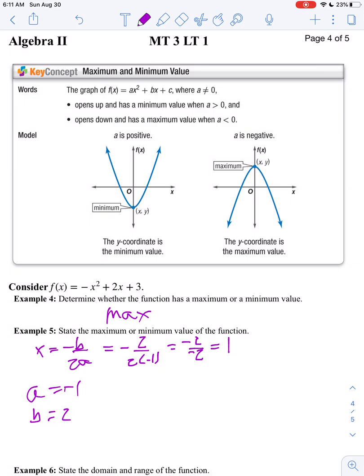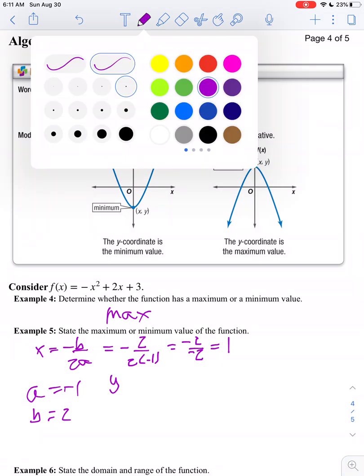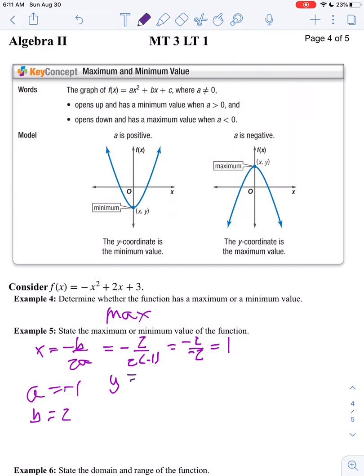Now to find the y-coordinate, because now that's the x-coordinate, we'll just substitute that in. Change pen colors here. So y equals negative x squared plus 2x plus 3. I don't know why I put 1 there. I got ahead of myself. Now let's replace x with 1.